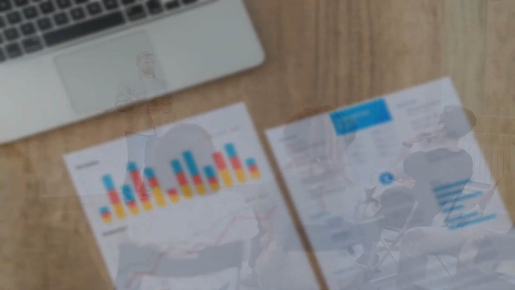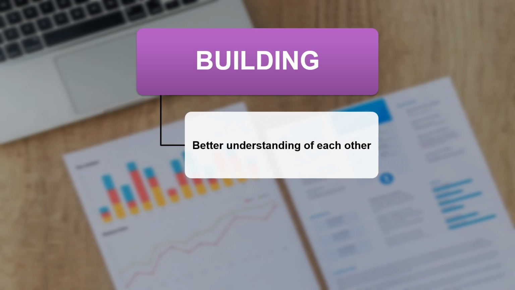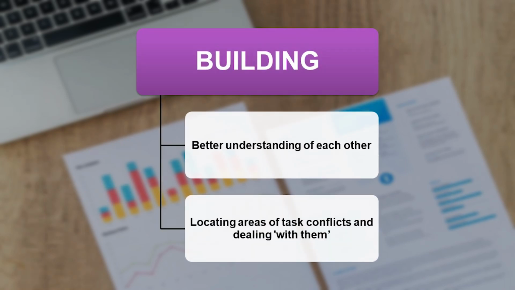Next point here would be training of staff. It is important that the staff be trained, be it on the introduction of new machinery or new equipment in an organization. The staff member has to be trained regarding how to make optimum utilization of that equipment. Next is team building, that is, especially a better understanding of each other, as well as locating the areas of task conflict and dealing with them.